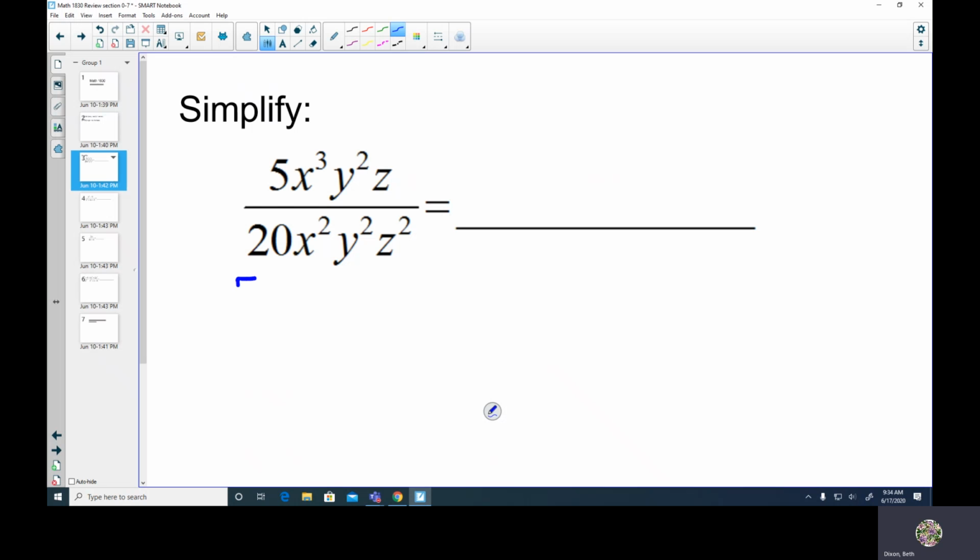The easiest way for me to explain this is, instead of looking at it in its totality, let's look at it in parts. So we're going to look at the numbers, then we're going to look at the x's, and then the y's and then the z's. My problem is 5x to the third y squared z divided by 20x squared y squared z squared. So when we look at this, we're going to look at the 5 over 20, the x to the third over x squared, the y squared over y squared, and the z over z squared.